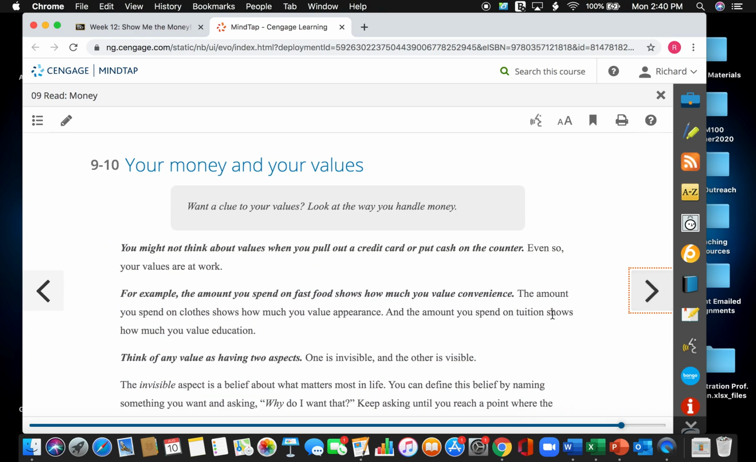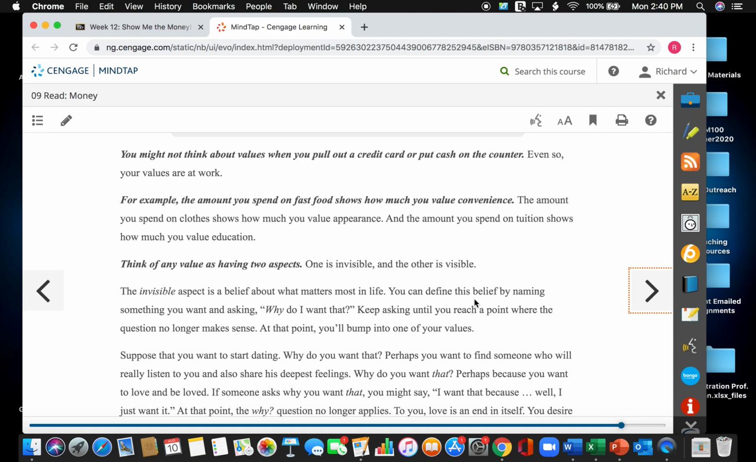So your money, your values. You may not think about the values when you pull out a credit card or put cash on the counter. Even so, your values are at work. So for example, the amount you spend on fast food shows how much you value convenience. The amount you spend on clothes shows how much you value appearance. And the amount you spend on tuition shows how much you value education.